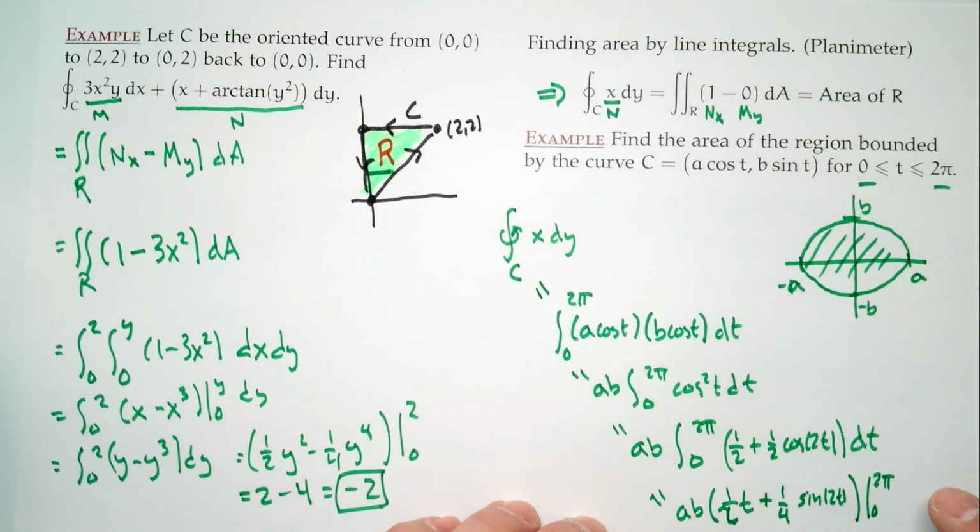So let's plug in 2 pi. So we're going to get 1/2 times 2 pi, which is pi. So we already have the AB, so we have AB pi. Sine of 4 pi? 0. Now we plug in 0. 1/2 times 0? 0. Sine of 0? 0. And therefore our answer is AB times pi.